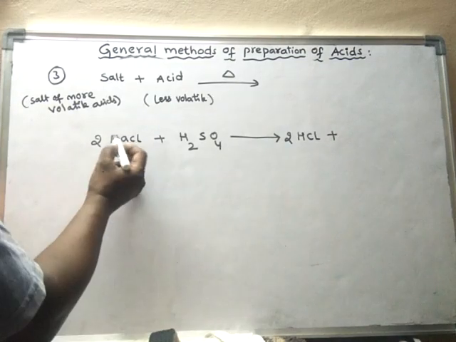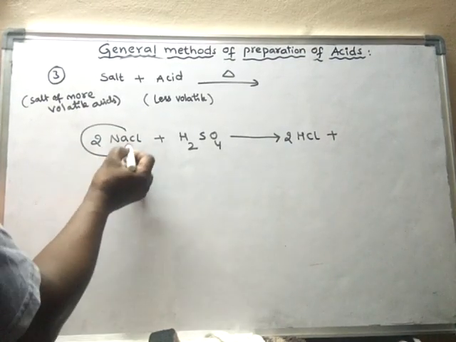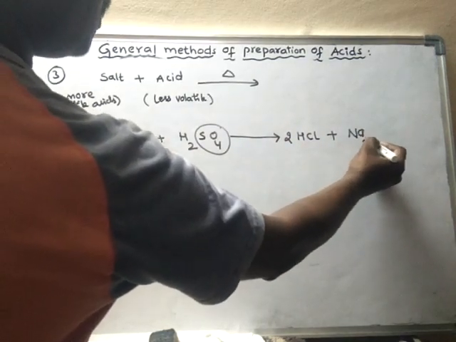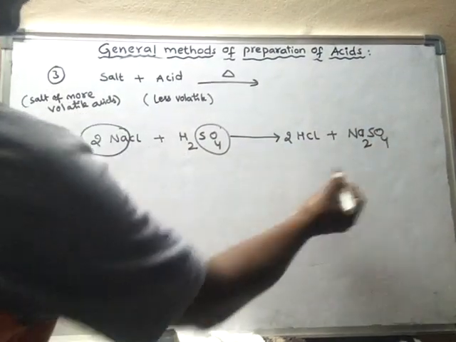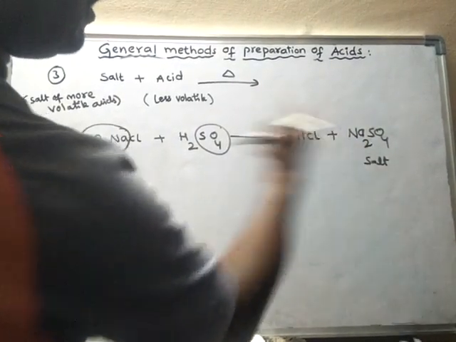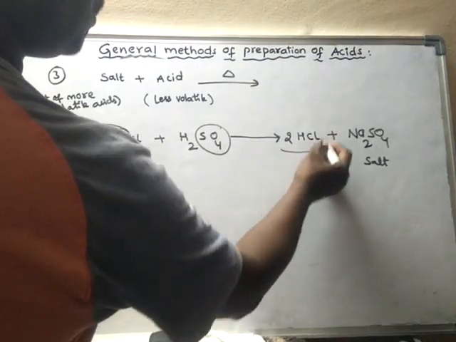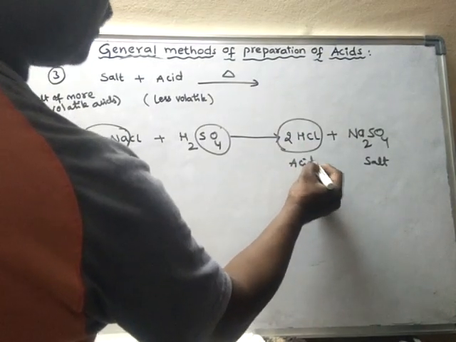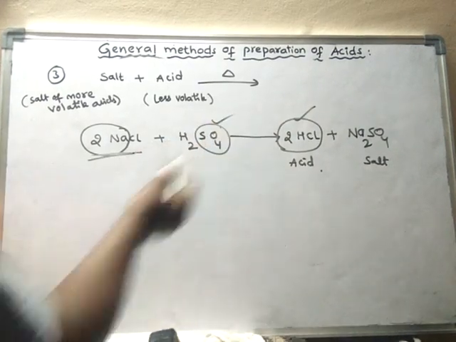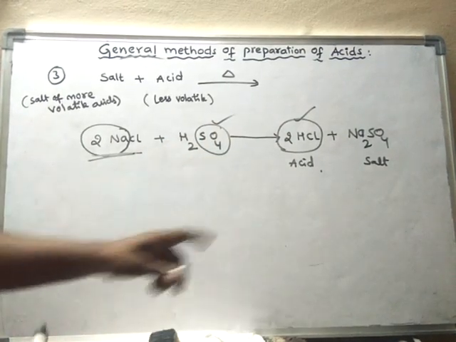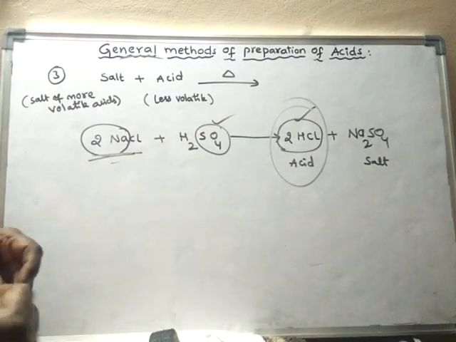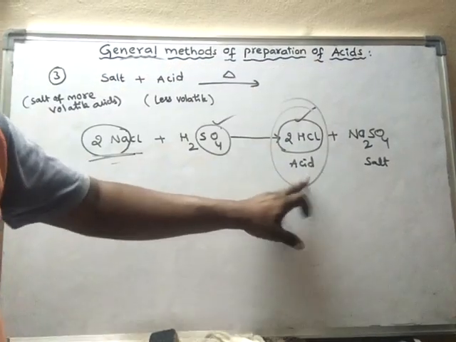And what is left over? 2 Na and SO4, so Na2SO4 is obtained. Again this is a salt, but a salt of a less volatile acid. And what is this one? This is the newly prepared acid. In this way the acid is prepared from the salt of a more volatile acid and a less volatile acid. So this is one of the methods of preparation of acid.